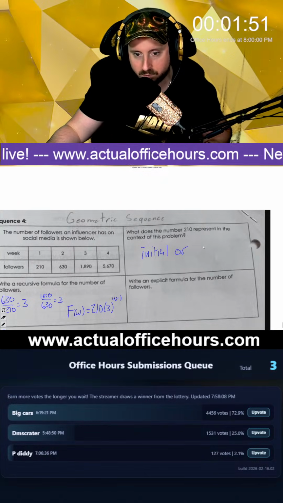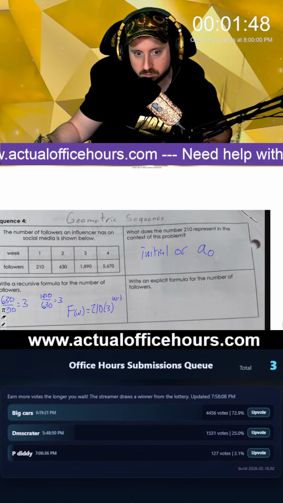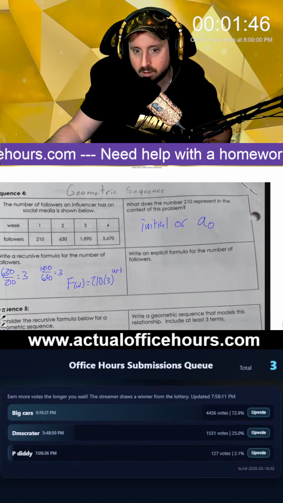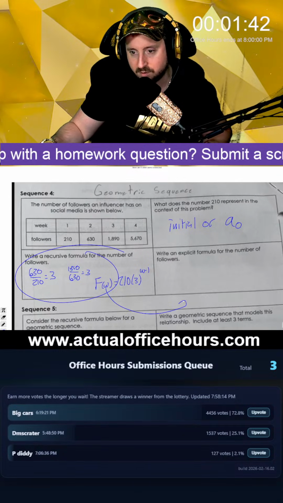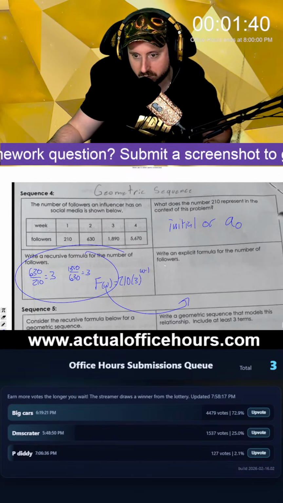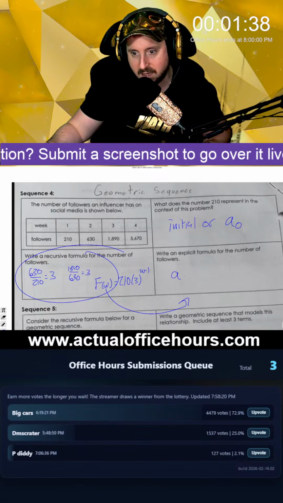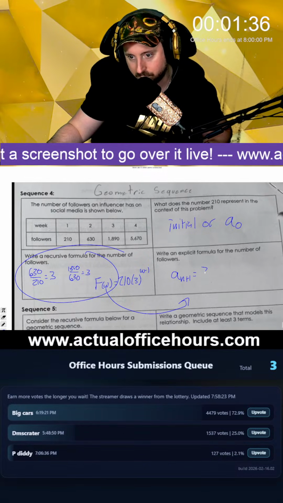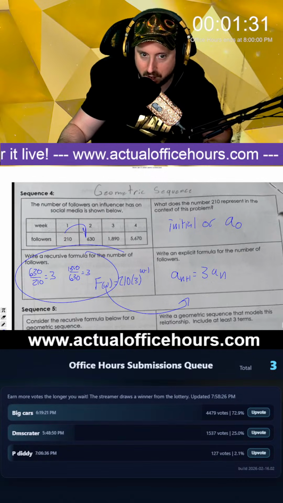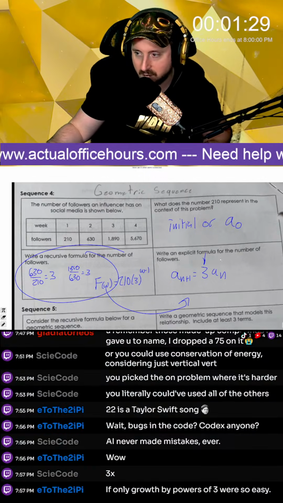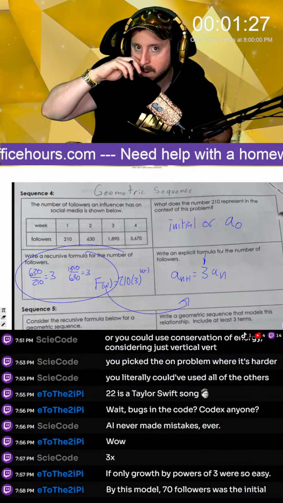Or I think usually they call this A0. Kind of what they call it. And then... Oh, I see. Sorry. This part is this. If they want the recursive formula, you would say that A sub n plus 1 is equal to 3 times A sub n. And what this means is that your next term, so the next amount of followers, is 3 times what your previous amount was.